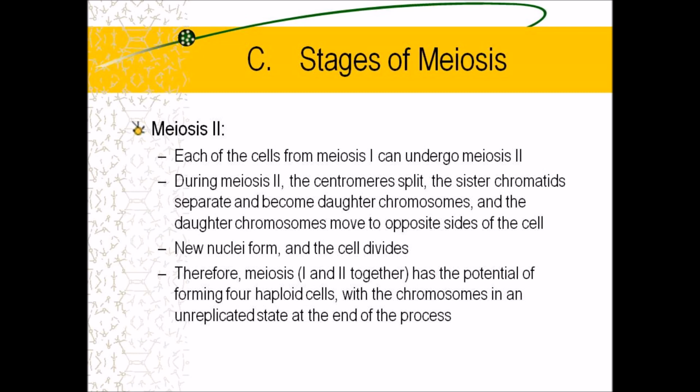After meiosis 1, the 2 daughter cells each undergo meiosis 2. Under meiosis 2, the centromere will split. From the splitting of the centromere, the sister chromatids will separate and become 2 daughter cells. This is how we get another 2 daughter cells from each of the daughter cells in meiosis 1. So in total, we will have 4 haploid cells at the end of meiosis.